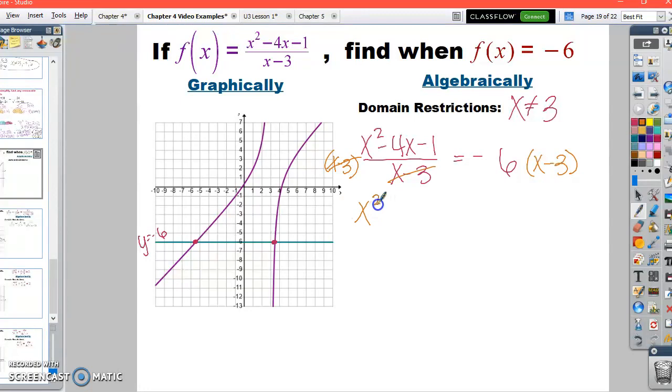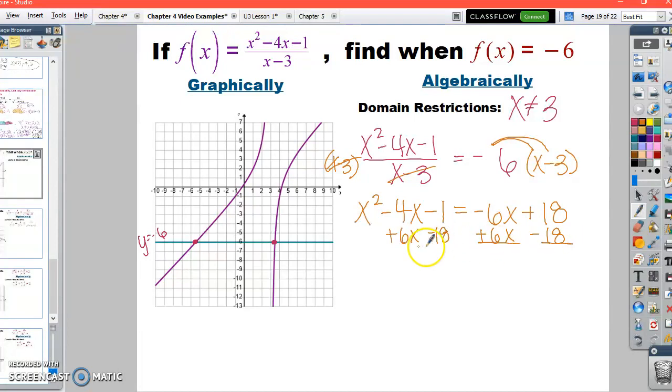So then on the left side, since my denominator is canceled, I'm left with x squared minus 4x minus 1, and that will be equal to a negative 6x plus 18. This equation now becomes a little bit more familiar to us, and I can see that it's going to be a quadratic equation, so I'm going to move everything to one side. I will be left with x squared plus 2x minus 19, and that will be equal to 0.